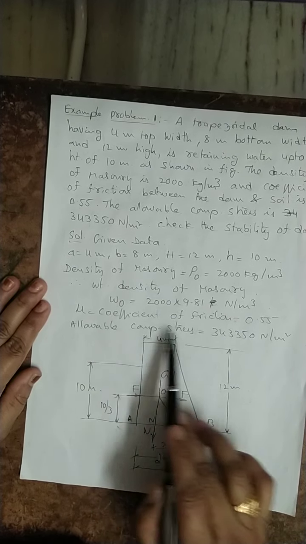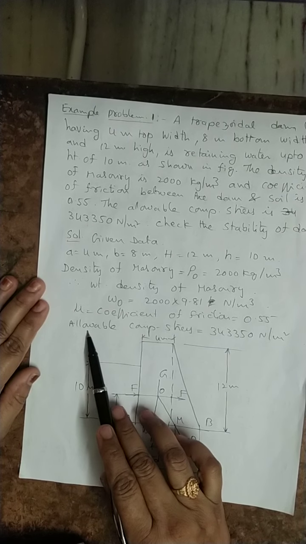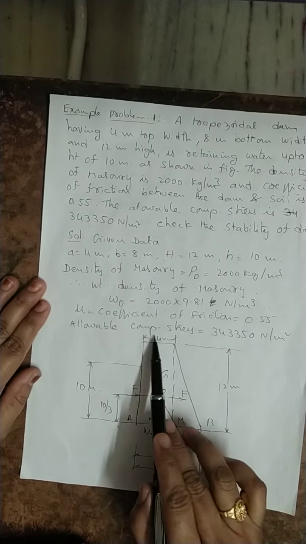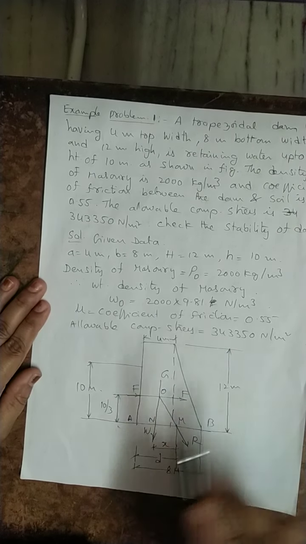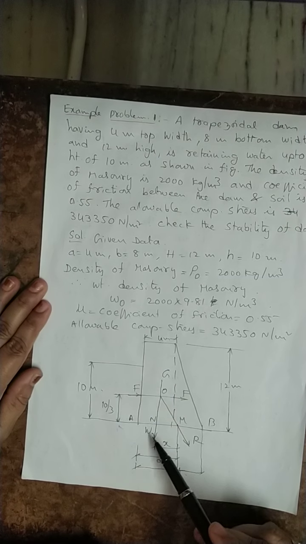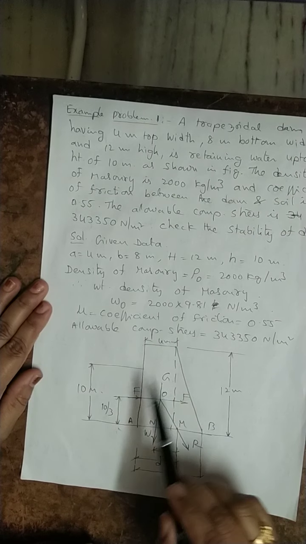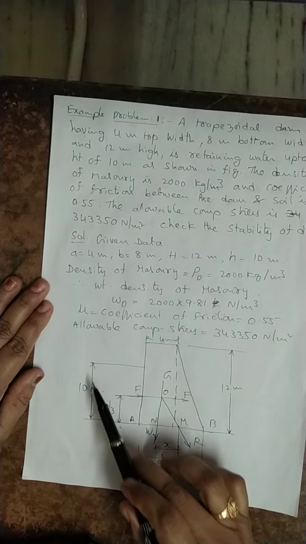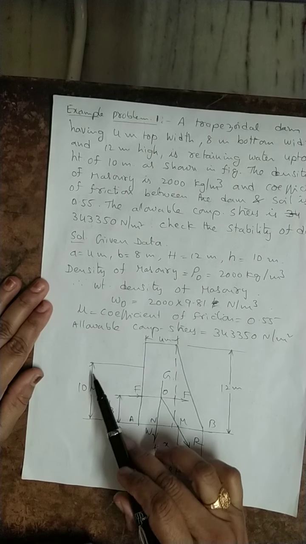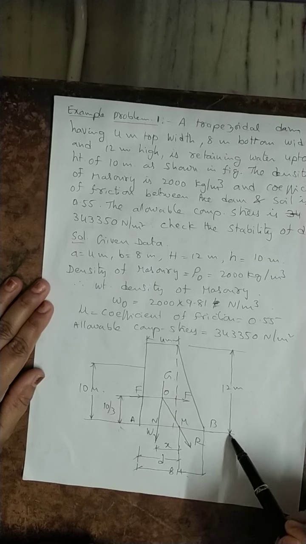Mu is the coefficient of friction, given in the question as 0.55, and it is also given that the allowable compressive stress is this value, newtons per square meter. So this is the figure given for our calculations. 4 meters is the top width, 8 meters is the bottom width, 10 meters is the height of the water, and 12 meters is the height of the dam.